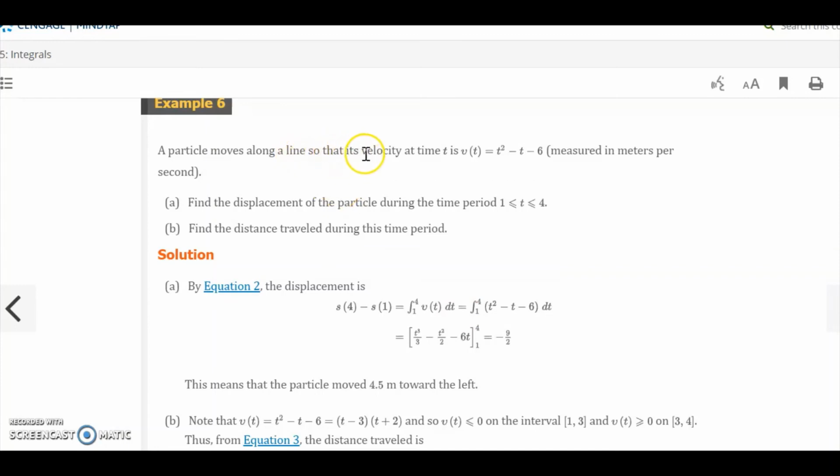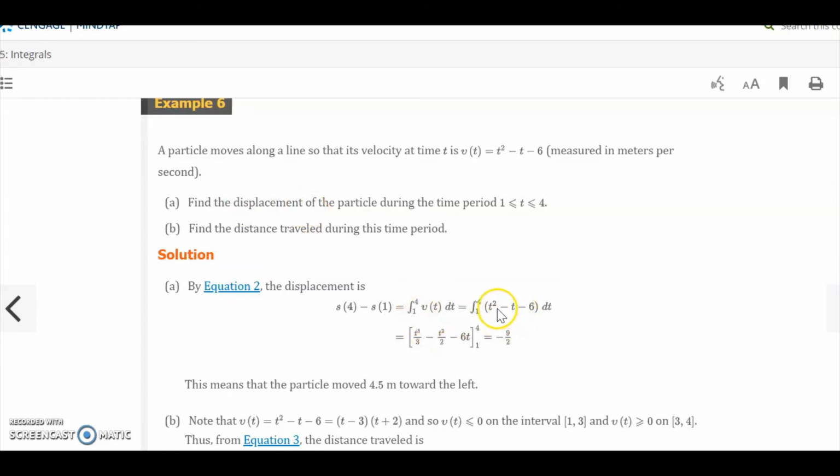So let's say a particle is moving along a line so that the velocity at a time t is given as this function right here, t squared minus t minus 6. And we're in meters per second, so our answer is going to be in meters. Find the displacement of the particle during the time period from 1 to 4. So 1 is our a, 4 is our b, and we're just integrating as normal because we're looking at the displacement, and displacement gives us the net area.